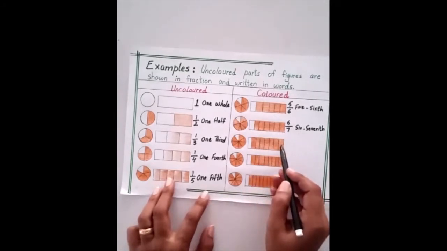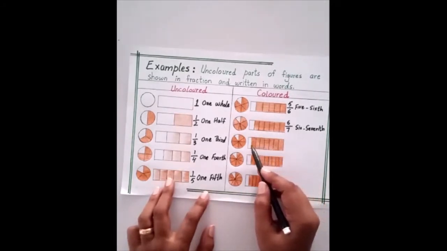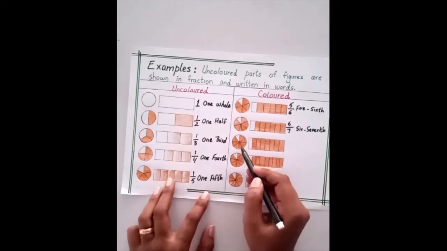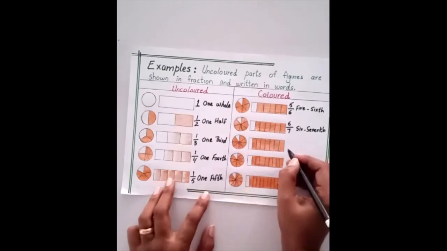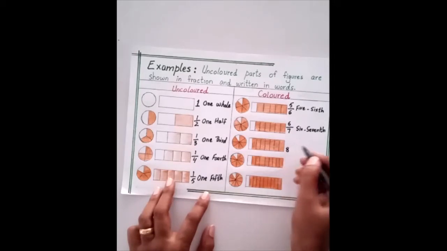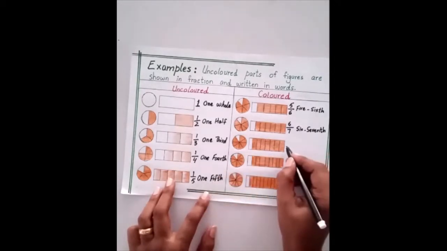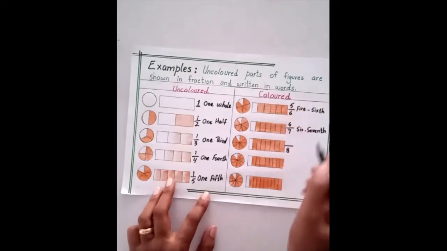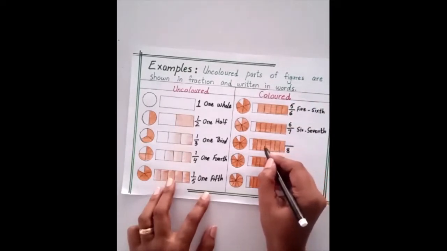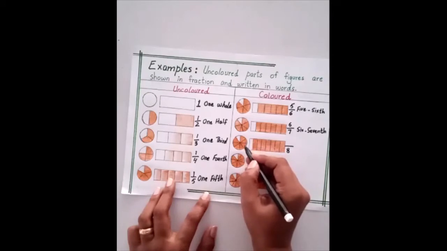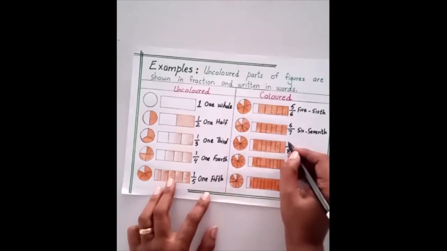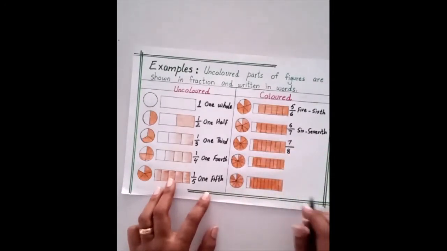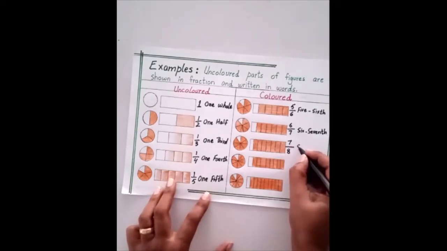Next, 1, 2, 3, 4, 5, 6, 7, 8. Write 8 as a denominator. The whole parts will be counted as a denominator, and the colored parts: 1, 2, 3, 4, 5, 6, 7. 7 we will write as a numerator. And how will we write it in words? 7 eighths.